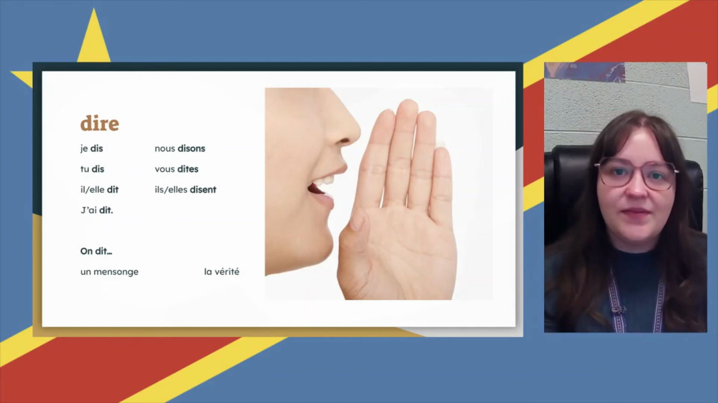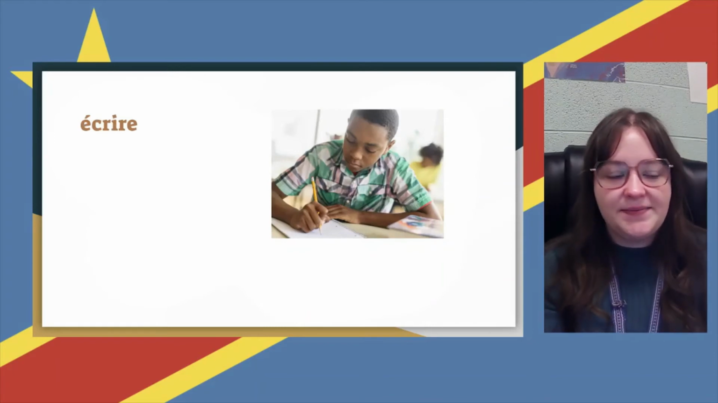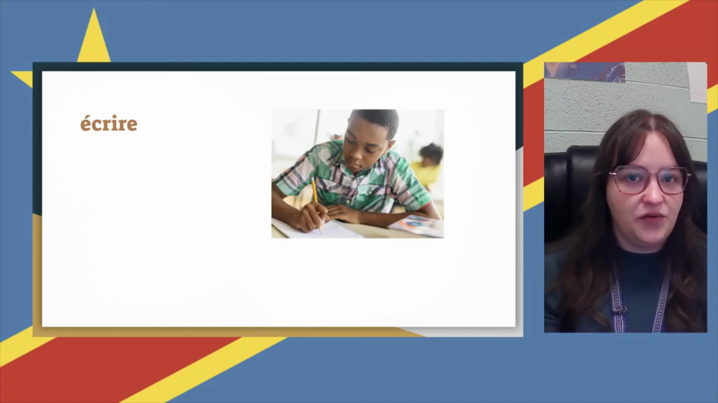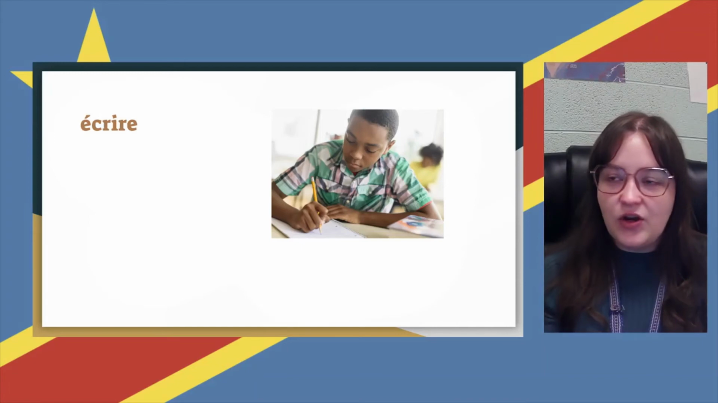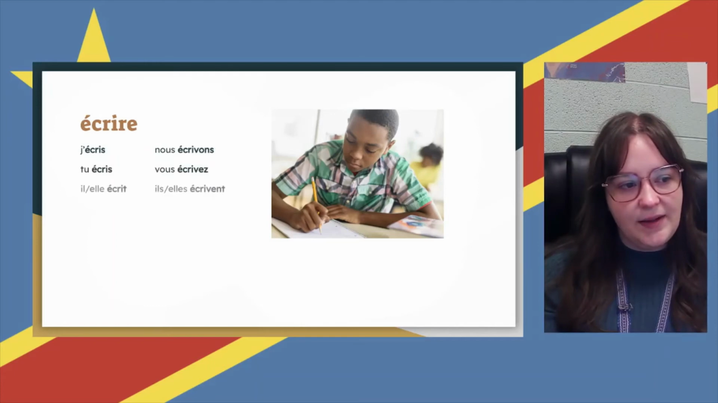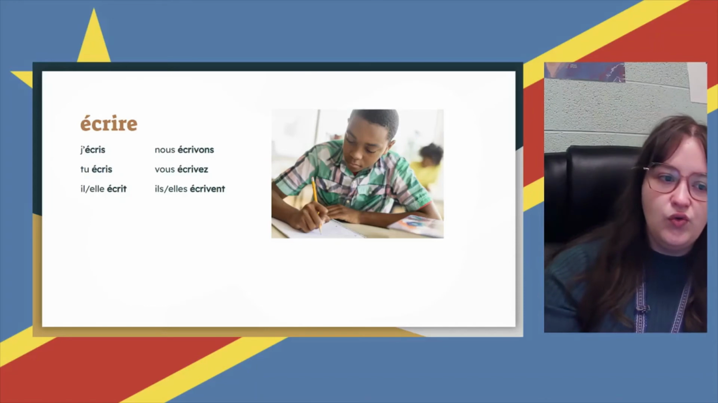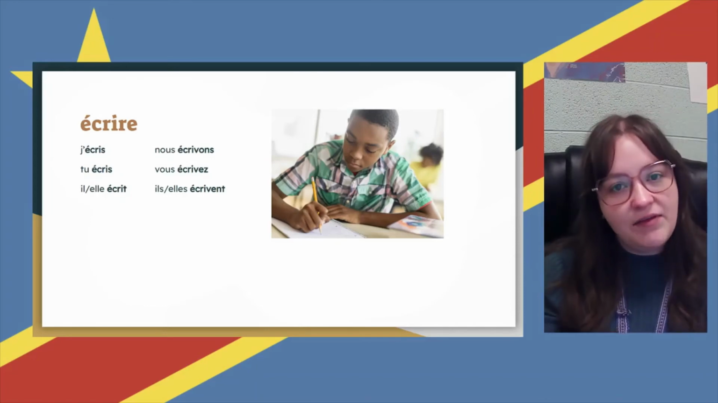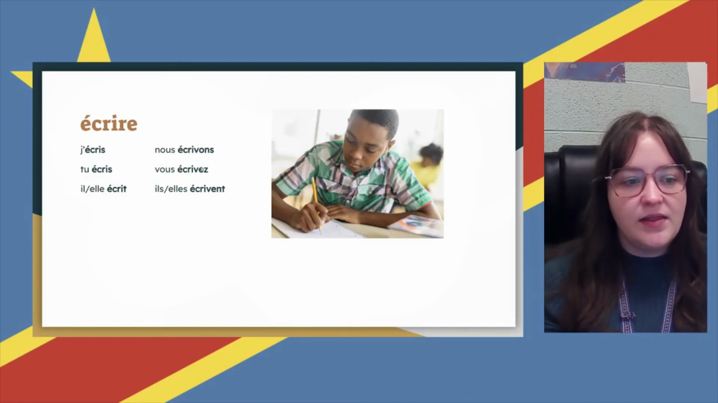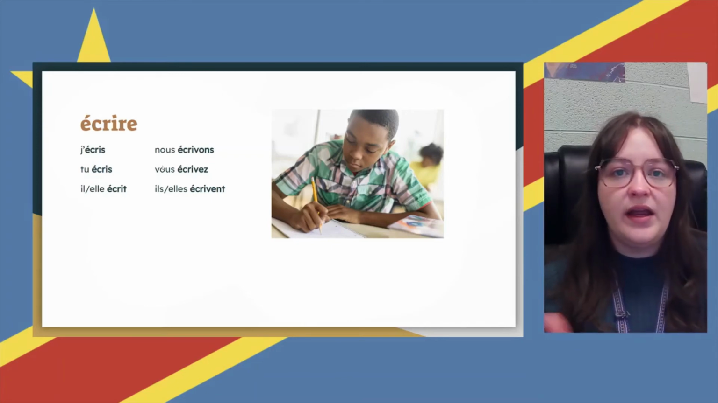Okay. Final verb for today. Écrire. Écrire. This means to write. This one you've seen the most in the vous form, because it's in the directions for most of your practice. It is conjugated like this. J'écris. Tu écris. Elle écrit. Nous écrivons. Vous écrivez. Elles écrivent. This is the one you've seen the most in your directions. Écrivez, write, whatever.